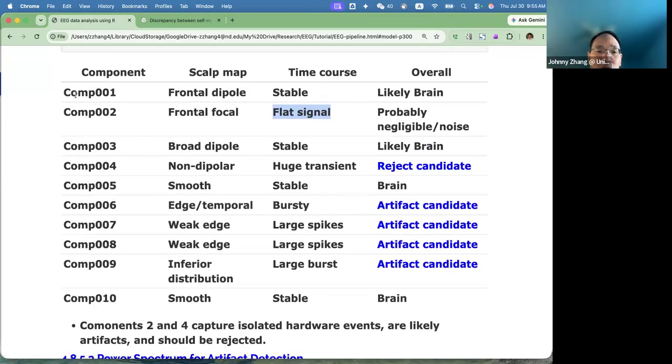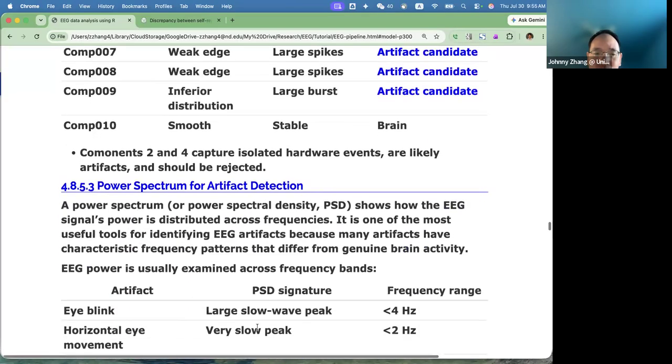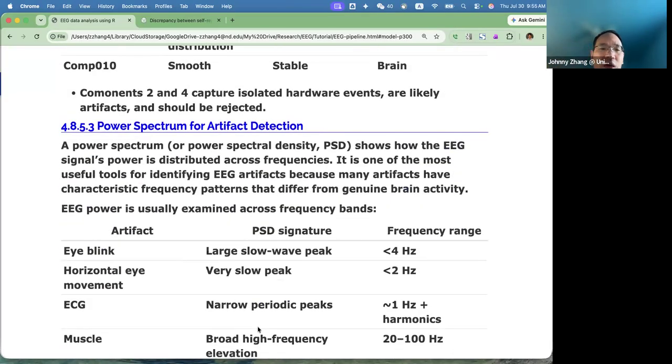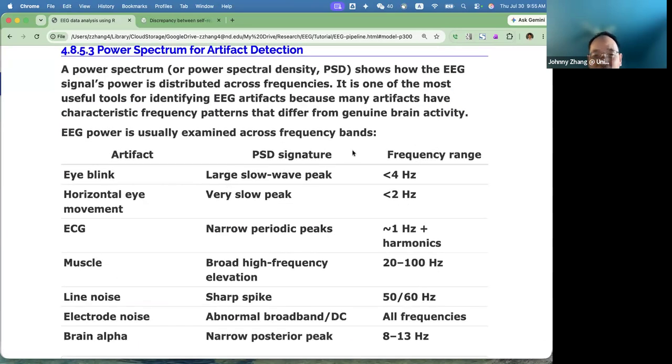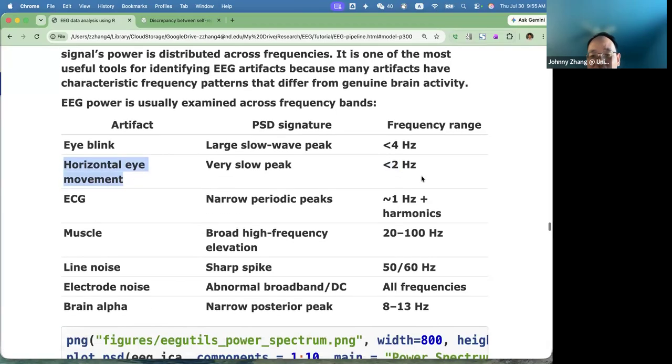For each component, you could create a table like this. Again, we can also use a power spectral density plot to identify artifacts. If there's very large power at frequencies below about 4 hertz, this often means eye blink, and if it's around 2 hertz, this means horizontal eye movement. So based on this plot, we can identify different artifacts.